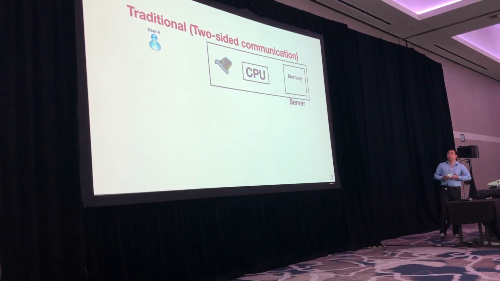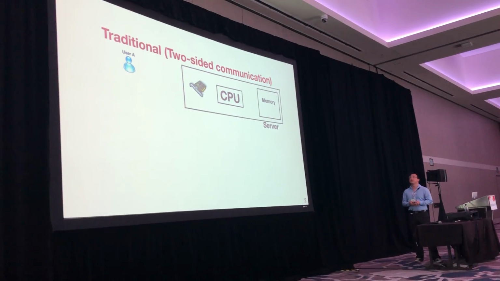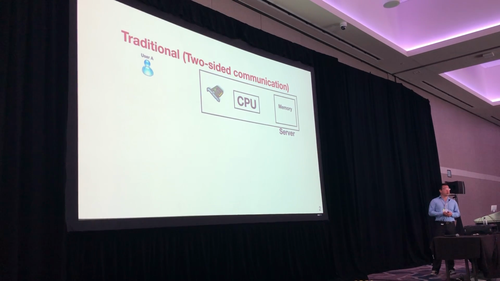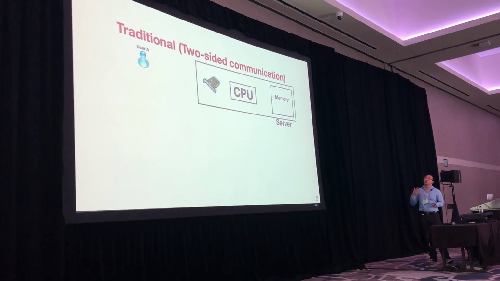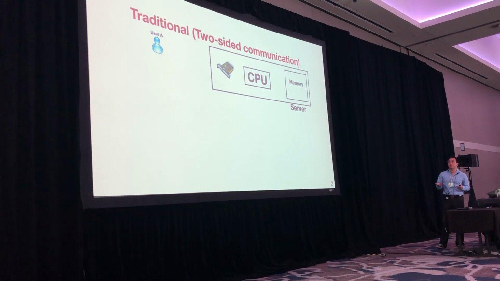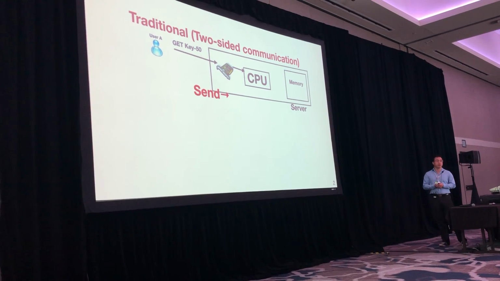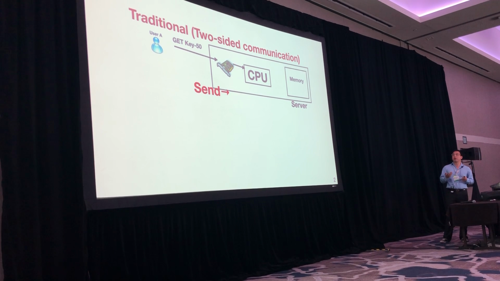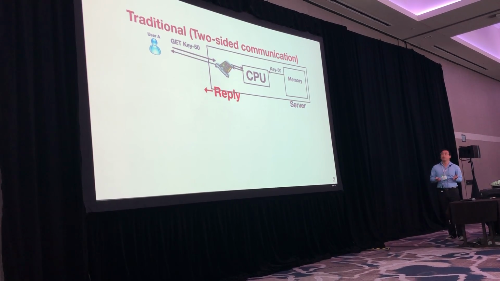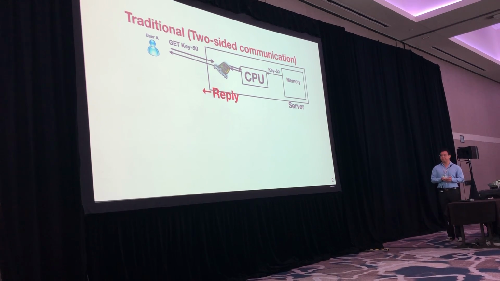So let me introduce the difference between the two-sided communication and one-sided communication to start this talk. I will use the key value store as an example. In traditional two-sided communications, when a user wants to set or get a request, it will send a request to a remote CPU. Once the CPU gets the request through the NIC, it will process with the memory to get the data and reply to the user.